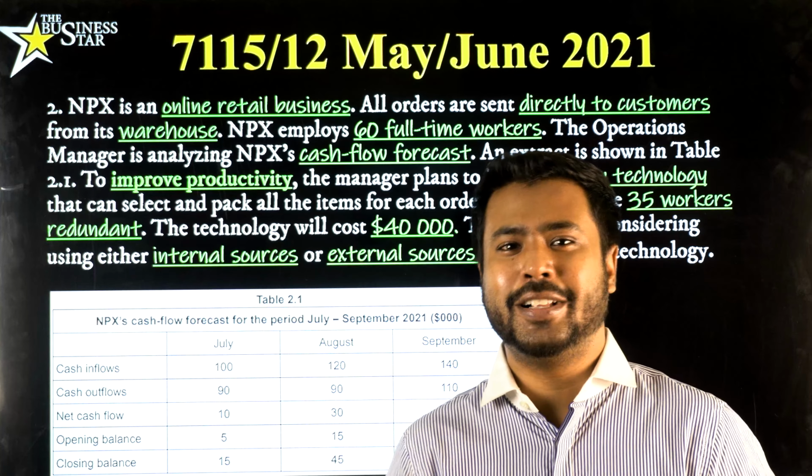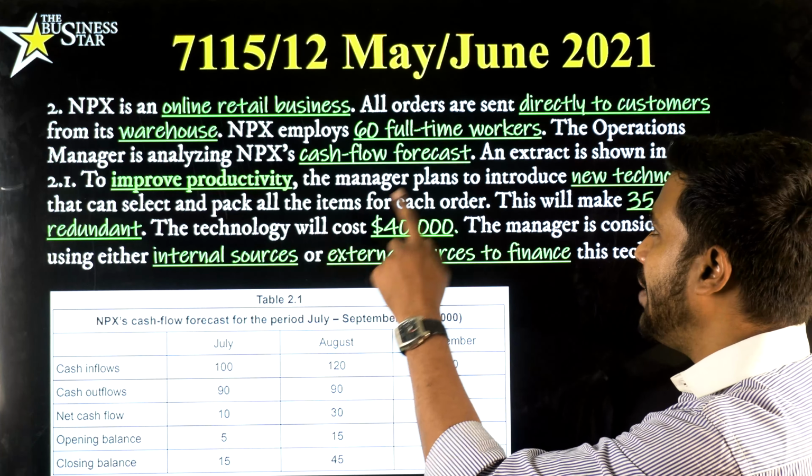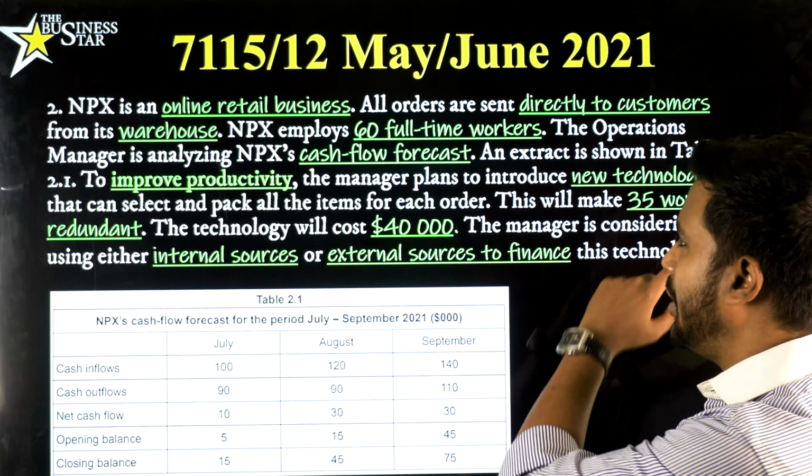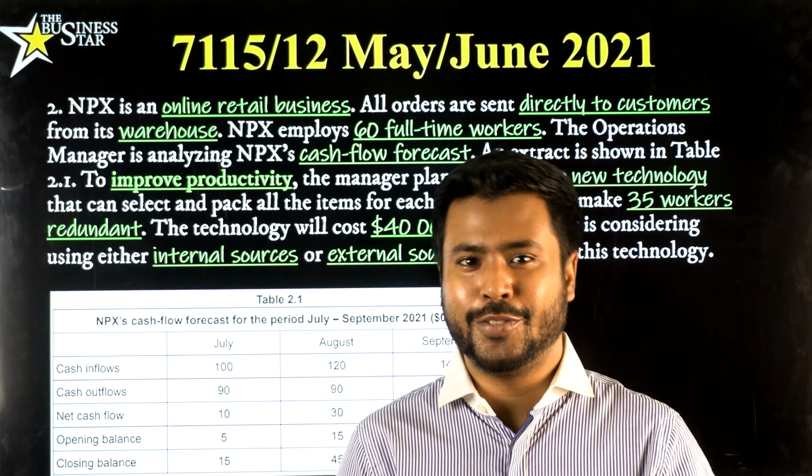Hello business stars. Welcome to our question paper solving session of O-Levels Business Studies, code 7115, variant 12, May June 2021. And we are on the second episode on solving question number 2, which is in front of your screen.